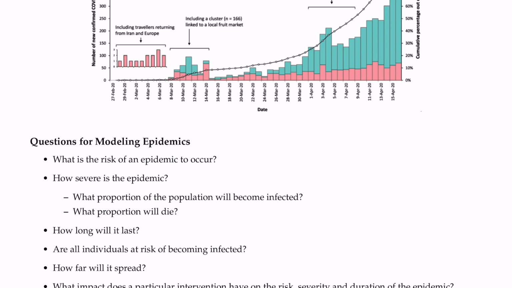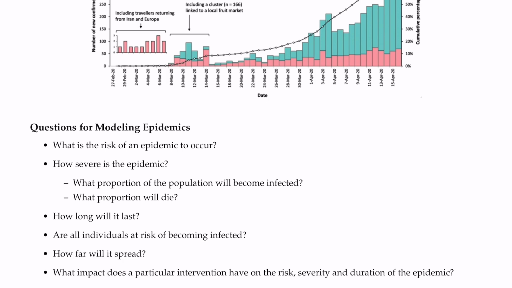For COVID-19 back in 2020, it spread very dramatically and very quickly, and therefore we had to implement interventions such as isolations, wearing masks, and later on vaccinations. Isolations prevent people from traveling from one place to another and therefore minimize the spread of the virus over time. And what impact does a particular intervention have on the risk, severity, and duration of the epidemic?